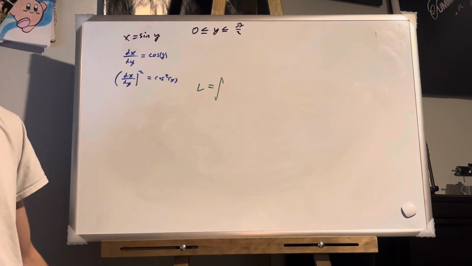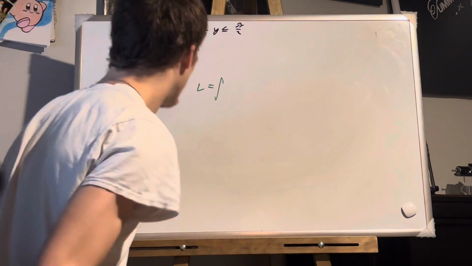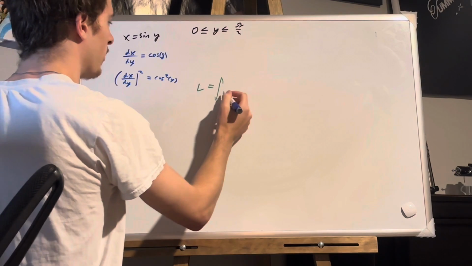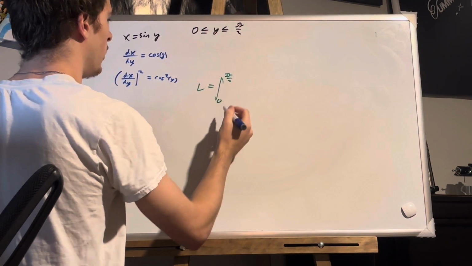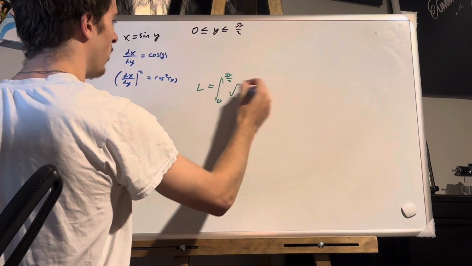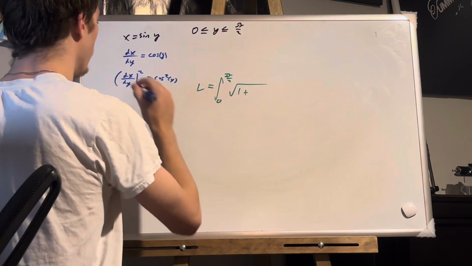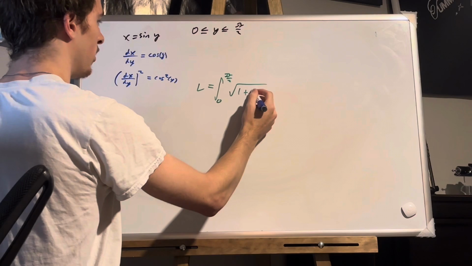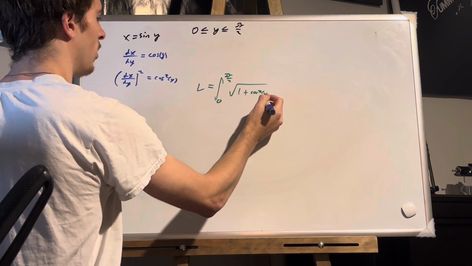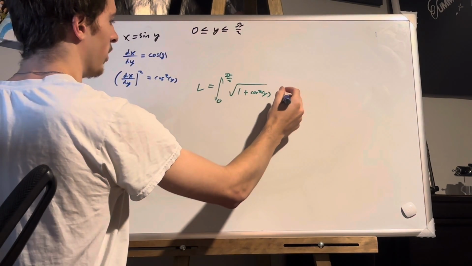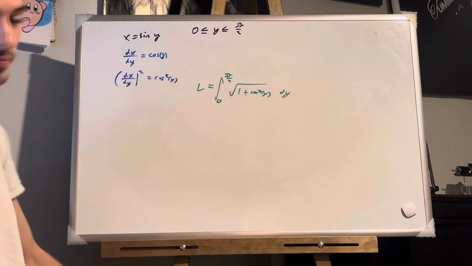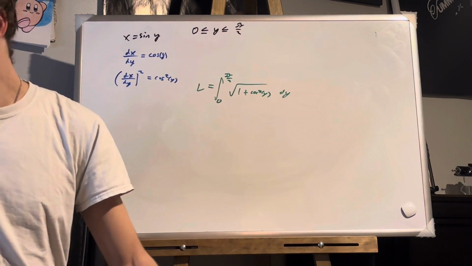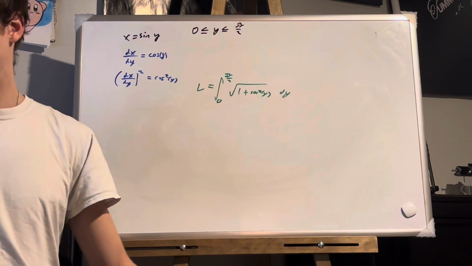Did I write that down? Okay. The length of the thing is the integral from 0 to pi over 2 of the square root of 1 plus this, right? Miraculous. You did it. All right. So this is how you solve that problem.